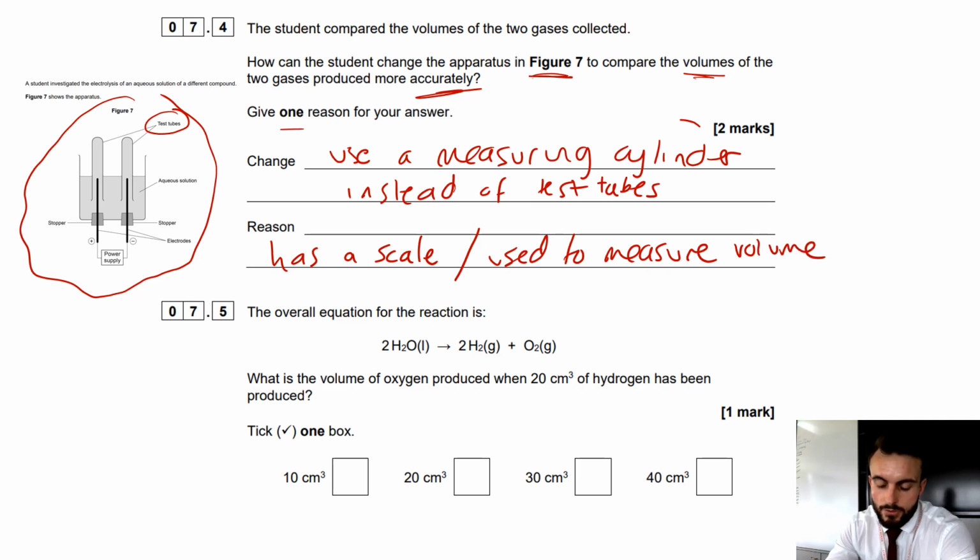Next one, the overall equation for the reaction is 2 waters makes 2 hydrogens and 1 oxygen. So what is the volume of oxygen produced when 20 centimeters cubed of hydrogen has been produced? You need to look at the products: for every 2 moles of hydrogen, we get 1 mole of oxygen made. So that tells you that whatever the volume of hydrogen that has been produced, you'll always get half of that volume in oxygen. So the answer is half of 20, which is 10.